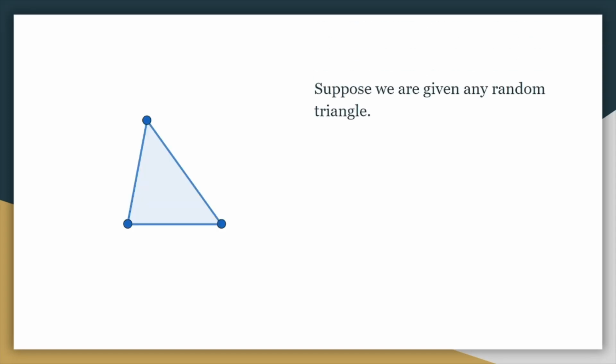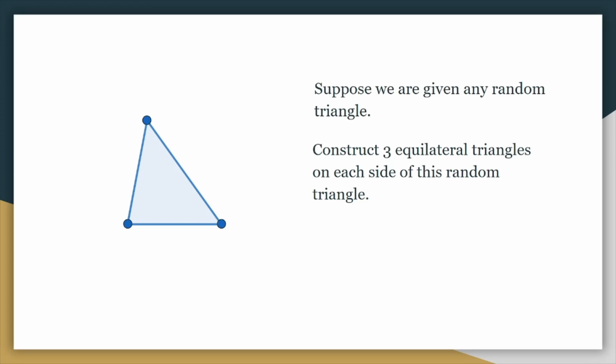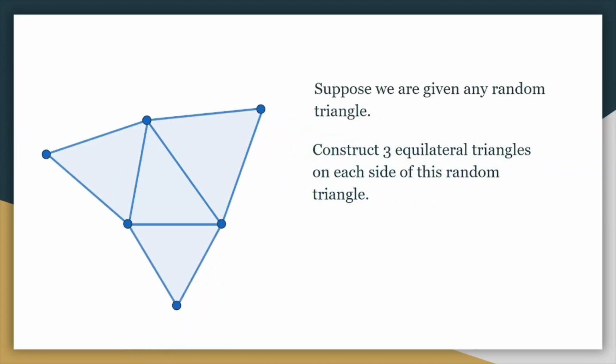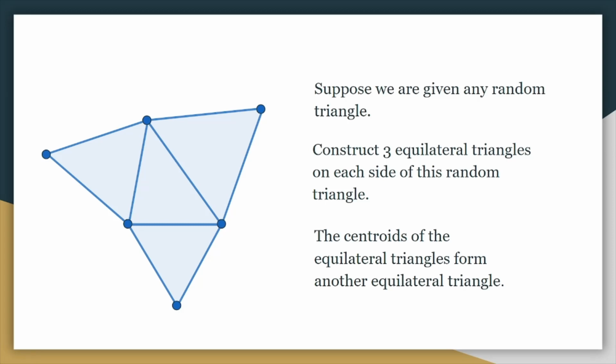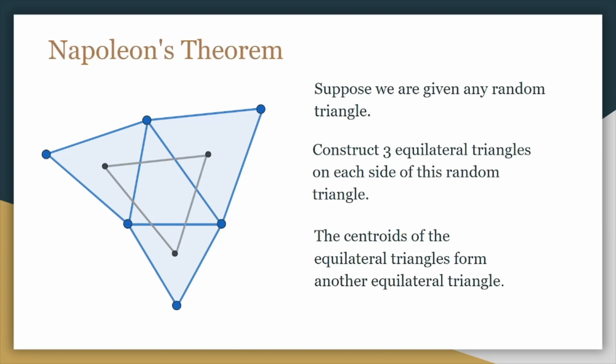So, suppose we are given any random triangle. We're going to construct 3 equilateral triangles on each side of this random triangle. The centroids of the equilateral triangles form another equilateral triangle, and this is called Napoleon's theorem.